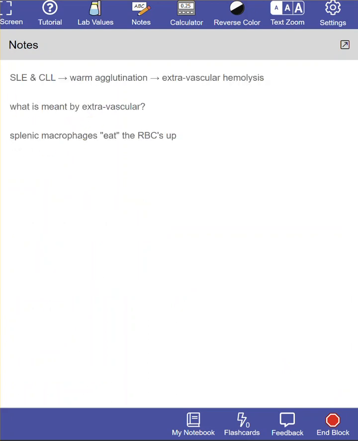SLE and CLL. CLL refers to if you were to have chronic lymphocytic leukemia, and so you have warm agglutination. So that's extravascular hemolysis. What is meant by extravascular? It's splenic macrophages eat the RBCs up. So macro meaning large and phages meaning to swallow or to eat, and so splenic macrophages eat the RBCs up. And so extravascular, not in the vasculature, but basically in the vascular spleen.